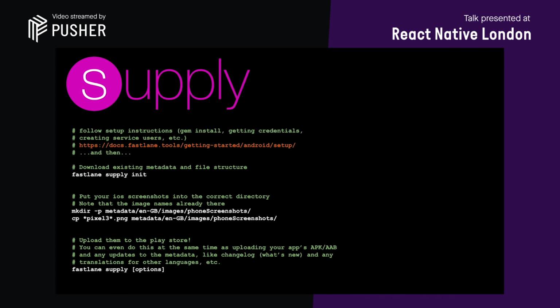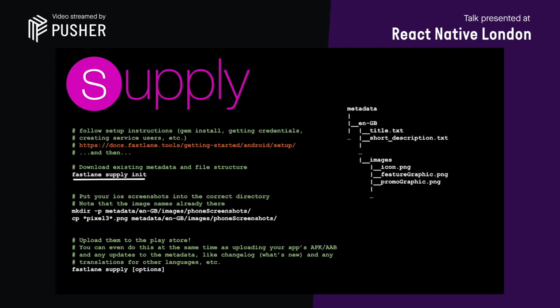Let's start with supply. Once you have Fastlane installed, you can run supply init, which is going to bring down this folder structure for you, picking up what you've already got on the Play Store in terms of app metadata. Then we move all the screenshots into the various directories, which are organized by language code. Once you're happy with all the images being in place, you can run supply to upload the screenshots. And since supply can do all your app metadata and the app itself, you can do this all at the same time if you want.